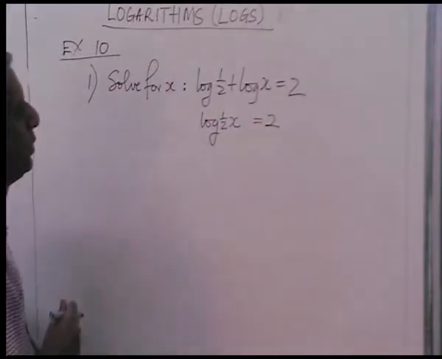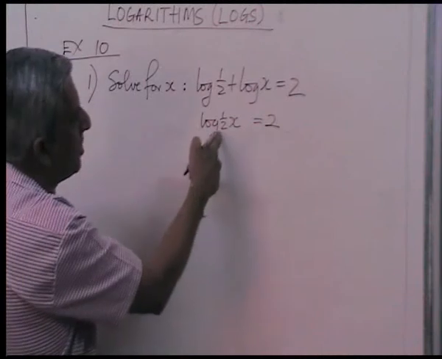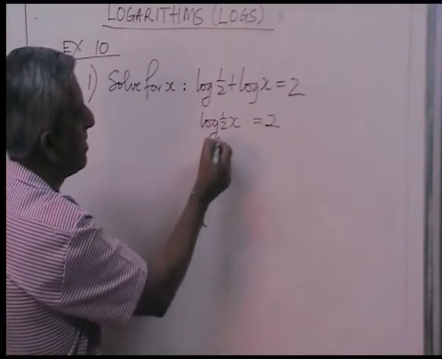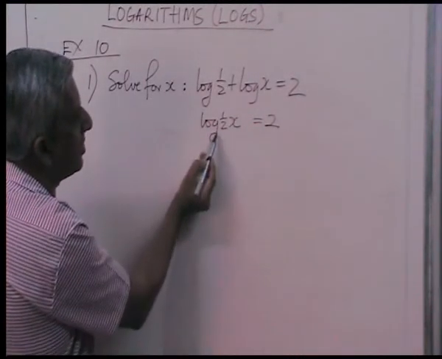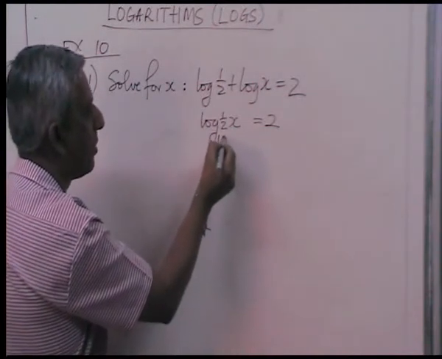Now I'm ready to change this to index form. But the base is not written here. Well, the base is understood. It is understood to be 10, so I'm now writing it down.